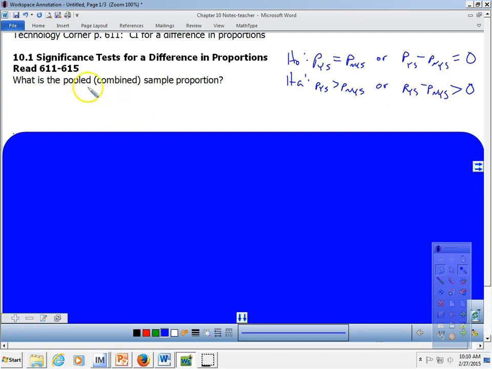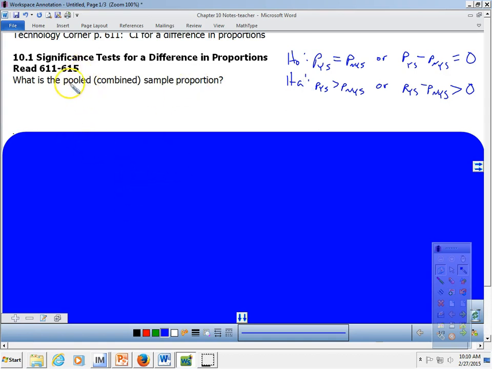Now, the idea of this pooled sample proportion comes from the null, where we're assuming that there's no difference. Okay? The true population proportion for yawn with seed is no different than the true proportion of people who yawn with no seed. If we're going to assume there's no difference, then that means that there's no difference in our two groups or our two populations. So what we do is, with that assumption in mind, we take our sample results and we just combine them. Okay?